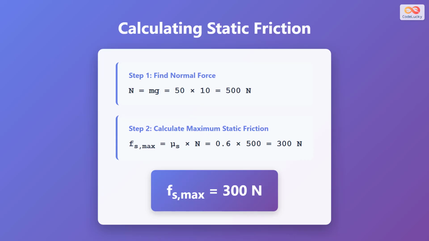Here's how we solve the problem. Step 1. Find the normal force. For an object on a horizontal surface, the normal force equals the weight. N equals m times g, which is 50 times 10, giving us 500 newtons. Step 2. Calculate the maximum static friction using our formula. F sub s comma max equals mu sub s times N, which is 0.6 times 500, giving us 300 newtons. Therefore, the maximum static friction force is 300 newtons.